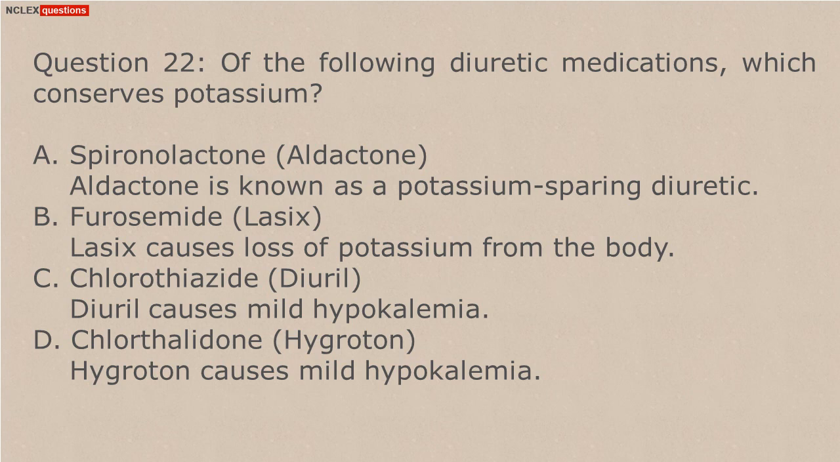Question 22. Of the following diuretic medications, which conserves potassium? A. Spironolactone, Aldactone. Aldactone is known as a potassium-sparing diuretic. B. Furosemide, Lasix. Lasix causes loss of potassium from the body.